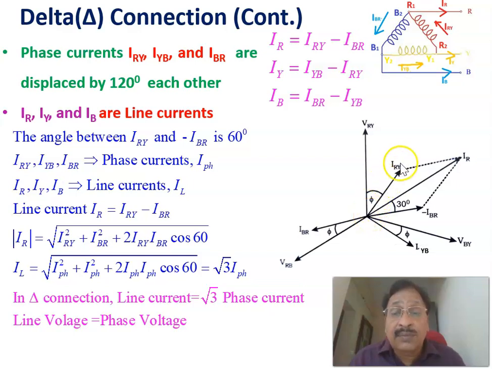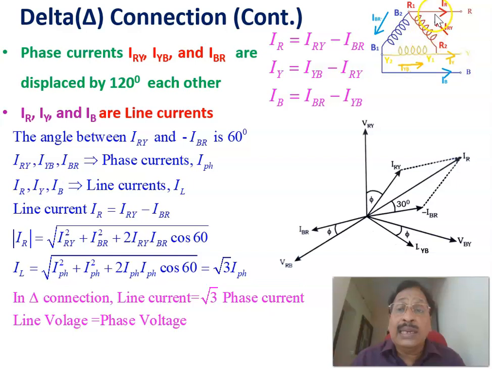Coming to the three-phase vector diagram of the phase currents, this is the phase current IRY. Again, IYB is displaced by 120 degrees. Again, IBR is displaced by 120 degrees. Therefore, these are the phase currents.